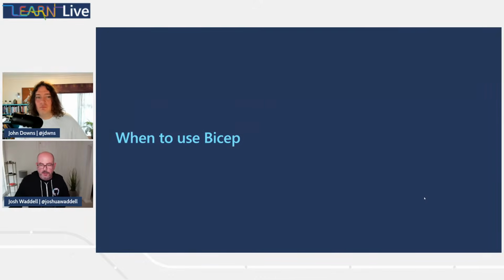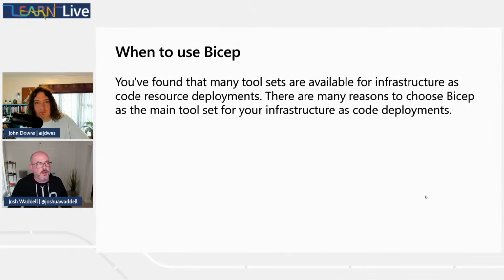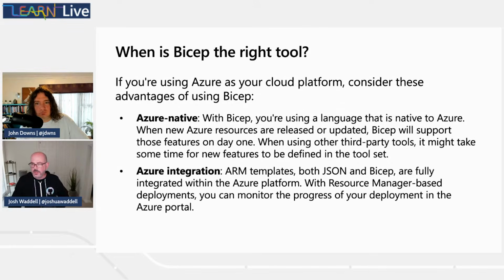All right, so let's talk about when to use Bicep. We've made the decision that we've gone with a declarative approach. We've learned about Azure Resource Manager, our templates, and Bicep templates. But now we want to talk about the reasons to choose Bicep as the main tool set for infrastructure as code. So John, when is Bicep the right tool? Let's talk about that.